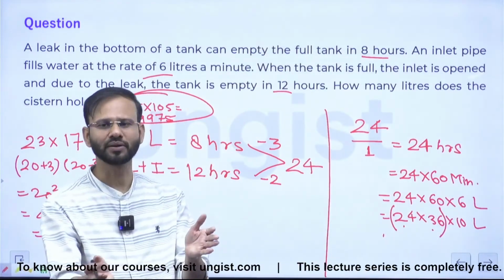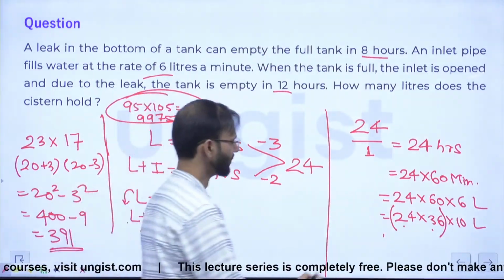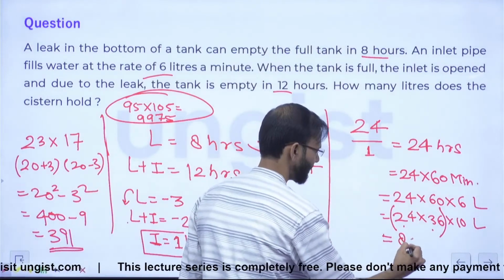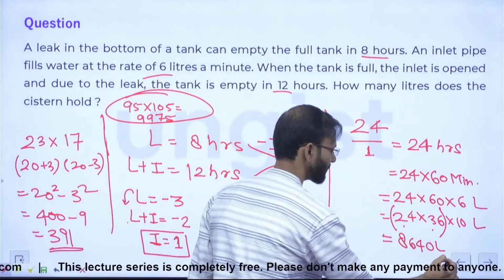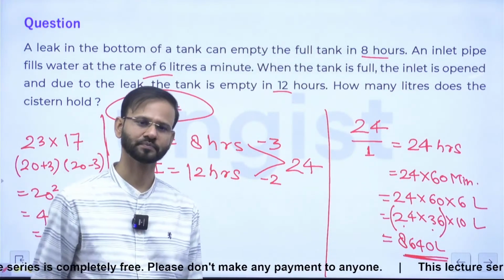900 minus 6 square, 36. 900 minus 36, that is 864. Right, everyone? So 864 and then 0. This is the answer. 8640 liters is the capacity of the tank.